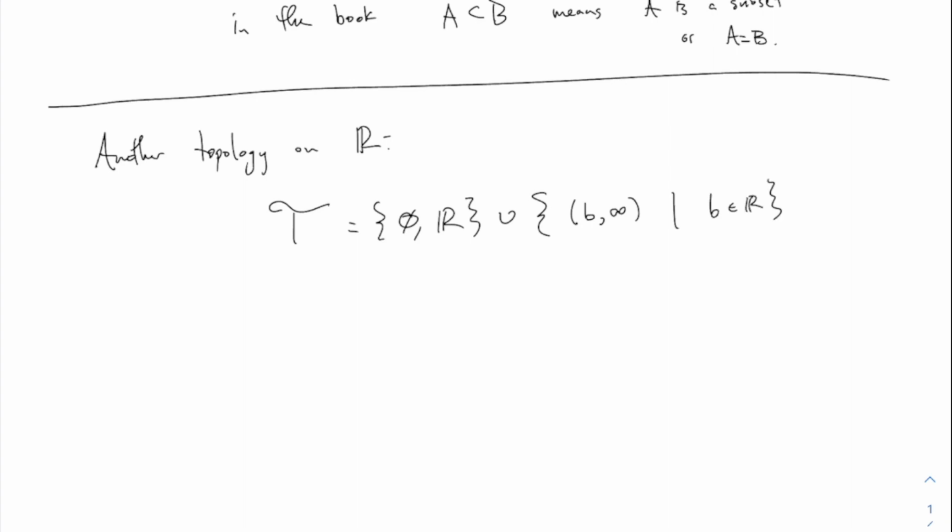So the open sets in this topological space are this, or any open interval unbounded above, an open interval which goes up to infinity. Those are the open sets in this topology. Ordinary open intervals which are bounded don't count as open sets in this topology.